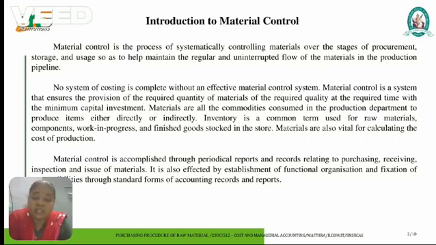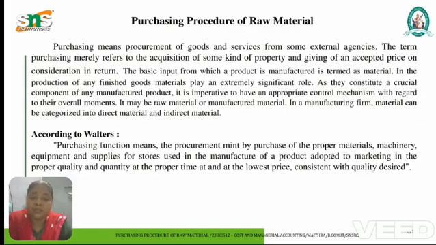It is established through periodical reports and records relating to purchasing, receiving, inspection and issue of material, with functional organization and fixation of responsibilities through standard forms of accounting records and reports. So we have a different purchasing procedure. Procurement of goods and services from external agencies is called purchasing the material, in a different kind of property, at the expected price.